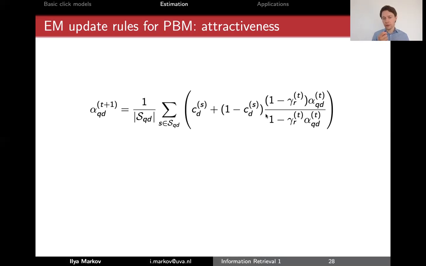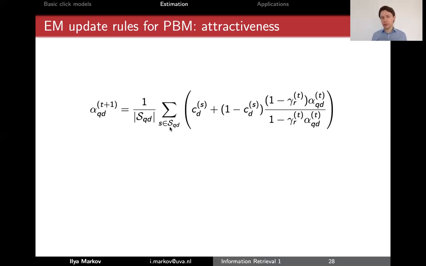If they are not clicked, there can be two options. Either they are not attractive, so then we don't add anything because this parameter should not increase. Or they can be attractive, but maybe they're simply not examined. So they're good, but nobody actually read the snippet. And this is exactly the probability here: it is attractive according to iteration t, but it was not examined according to iteration t, normalized by the total probability of no click. So you can see that this is easy. If we observe a click, we increase alpha. If we don't observe a click, we increase alpha by the probability of attractive at iteration t but not examined at iteration t, divided by the probability of no click. And we do that for all the occurrences of the query and document in our click log. And that's it.